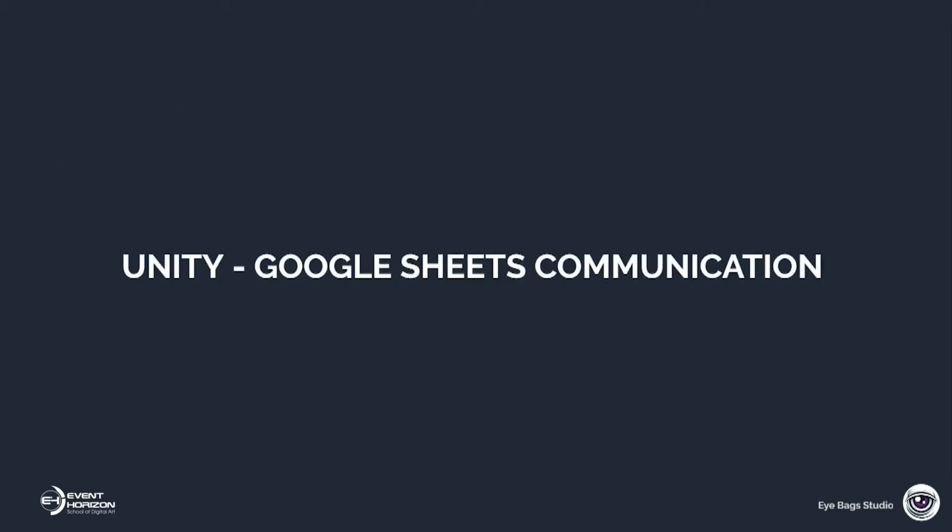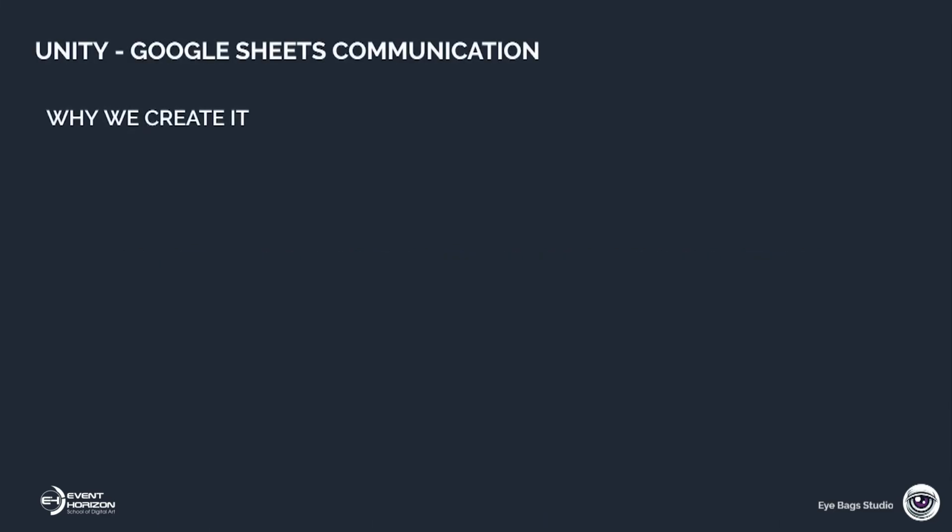The Unity Google Sheets communication is the first subject of the lesson because it's the perfect example of experimentation with a new system that we wanted to create for a long time, but we didn't have the time, so Locked was the perfect playground to create it. The first question that you have to ask yourself when you make something is why I'm doing it. So I will explain to you why we made the system.